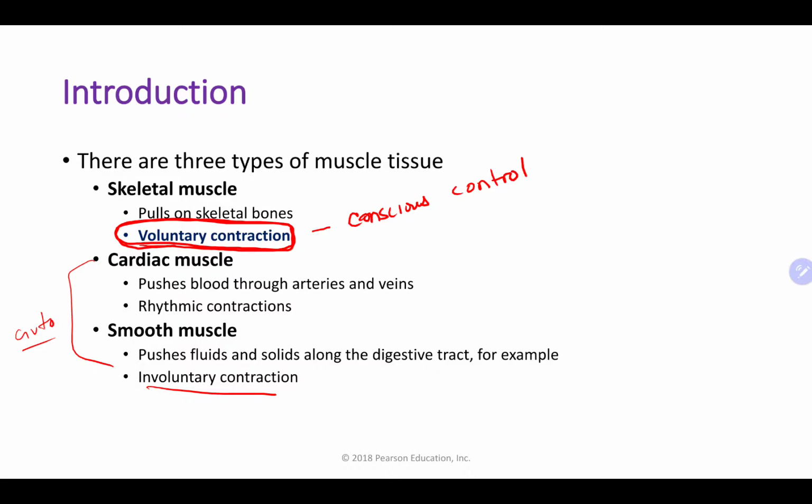You don't want to have to voluntarily push fluids and solids along your digestive tract, right? That just happens automatically. You want certain processes to happen automatically. But if you want to get up, or if you need to sit down, or if you need to move, that's going to be the responsibility of a skeletal muscle, right? And that's why we have voluntary contraction, and we have conscious control over them, okay?